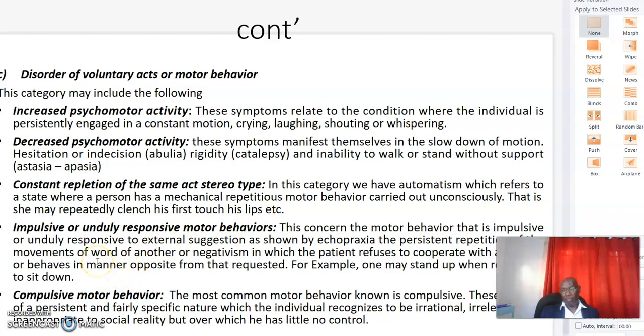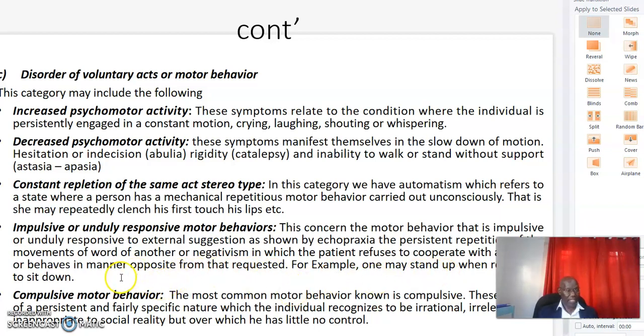Number 4, impulsive or unduly responsive motor behaviors. This concerns the motor behaviors that are impulsive or unduly responsive to external suggestions, as shown by echopraxia, the persistent repetition of the movement or the word of another, and negativism, in which the patient refuses to cooperate with a request or behaves in a manner opposite from that requested. For example, one may stand up when requested to sit down.